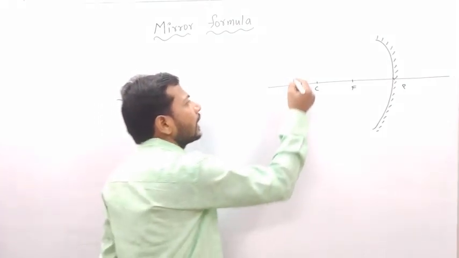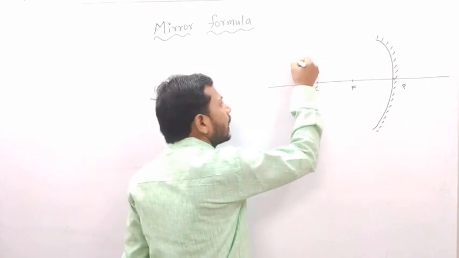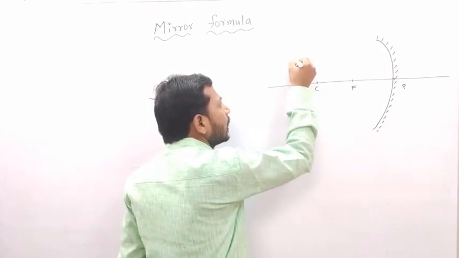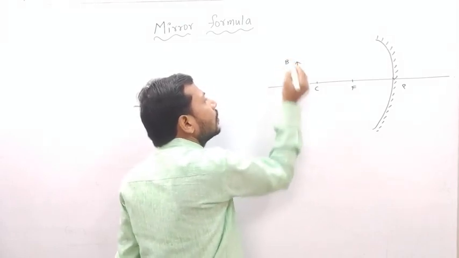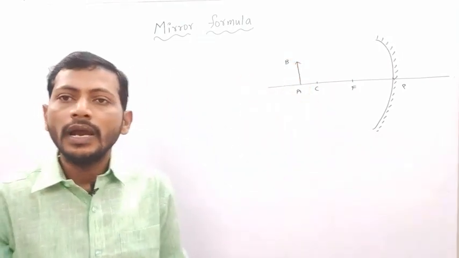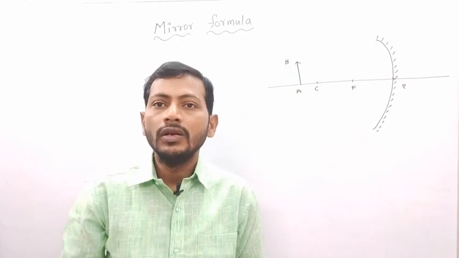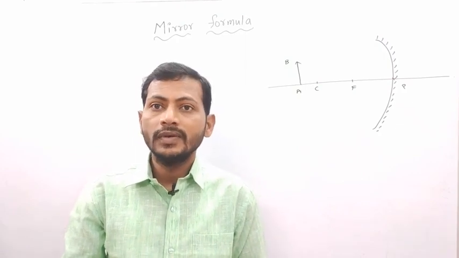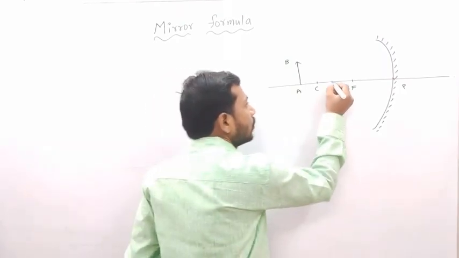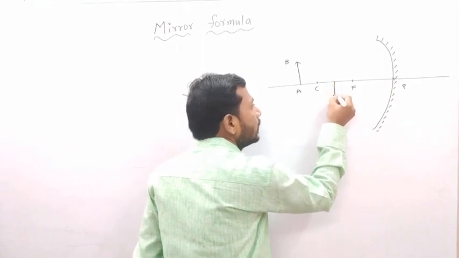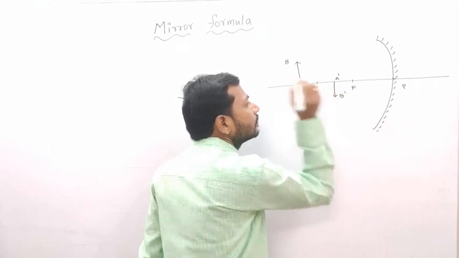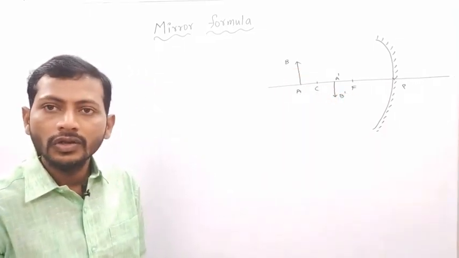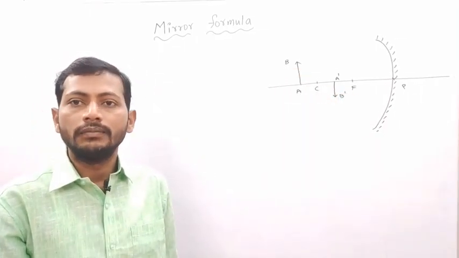I have taken the object at the location behind C. When you take the object behind C, you know very well you are going to get the image between C and F. So now I have taken the image. This is the image A dash B dash, children. Clear? Then you have to complete the ray diagram.